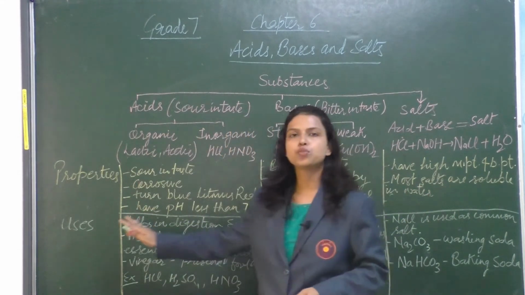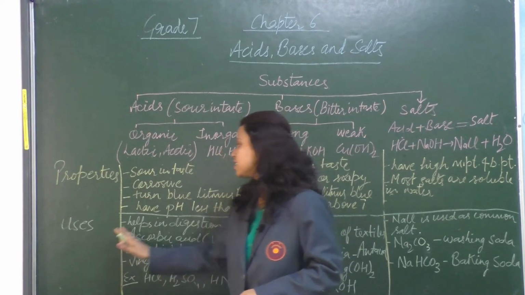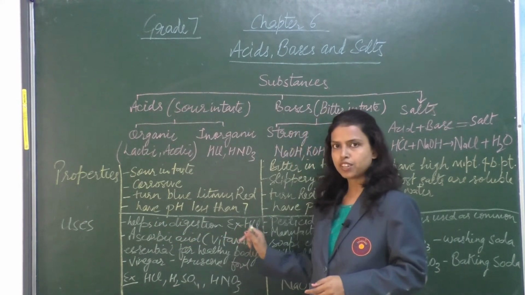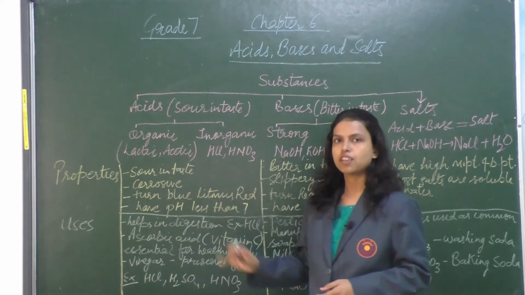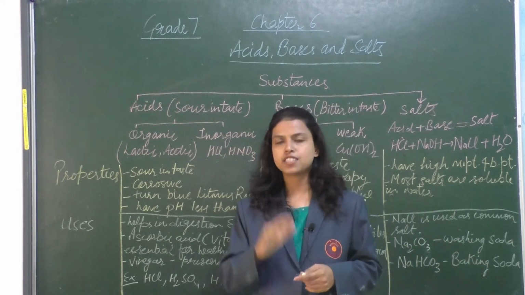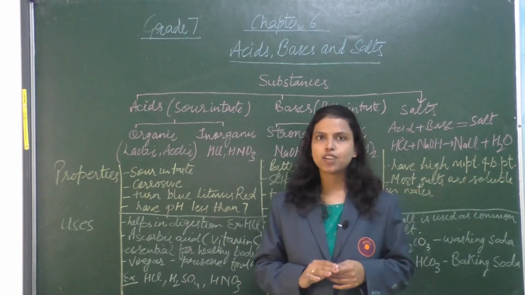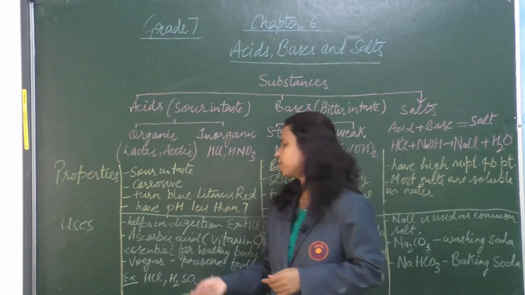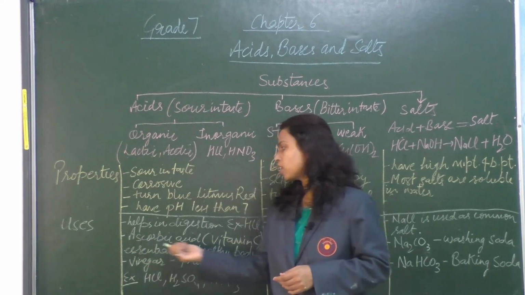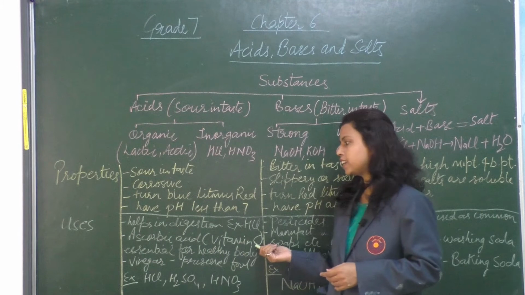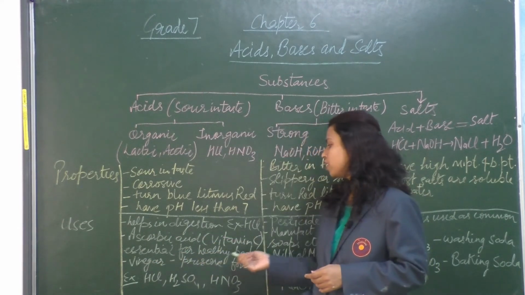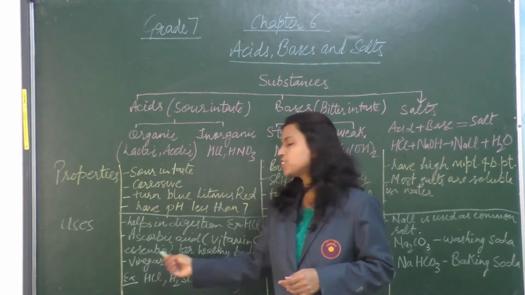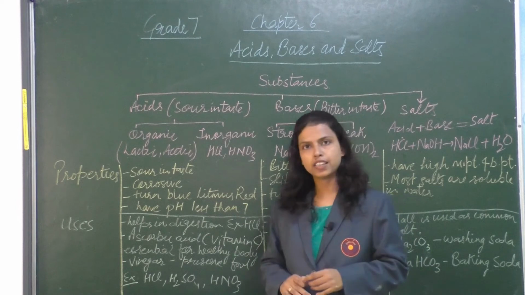Now let's discuss the uses of acids. For example, there is one acid, HCl, hydrochloric acid, which helps in digestion. If you remember, when we discussed the digestive system, we discussed HCl also, that it is there in the stomach, which helps in digestion. Then ascorbic acid, which is found in vitamin C. It is essential for a healthy body. So vitamin C has this ascorbic acid, which is very much required for a healthy body.